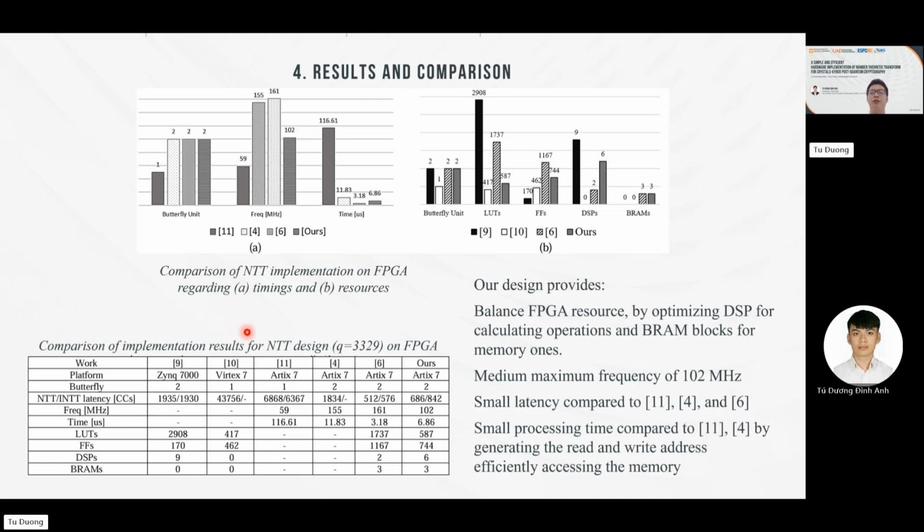So in conclusion, we achieve a lower latency and better resource optimization with mid to high performance, making it suitable for real-world application on FPGA.